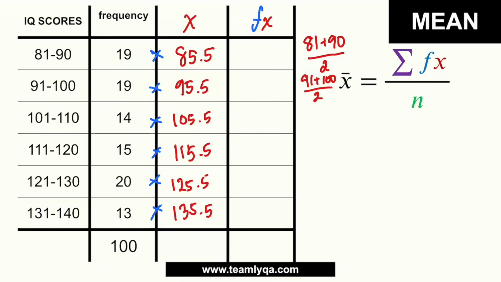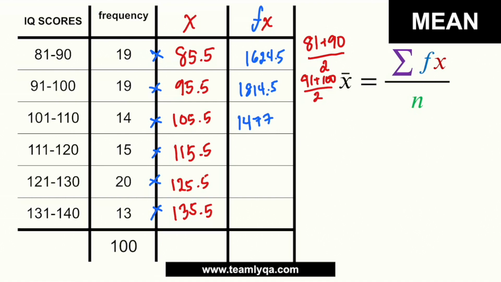So, magsisimula tayo sa taas. We have 19 times 85.5. So, there we have 1,624.5. Tapos, bababa lang tayo. So, now we have 95.5 naman. Mumultiply sa 19. So, that is 1,814.5. Tapos, we have 14 times 105.5. So, that is 1,477.